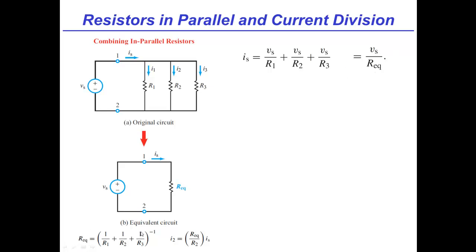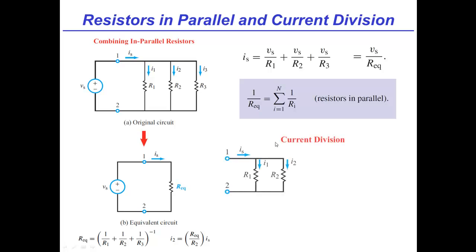Well, we can write 1 over R equivalent is equal to 1 over R1 plus 1 over R2 plus 1 over R3. Perfect. In other words, R equivalent is equal to the reciprocal of 1 over R1 plus 1 over R2 plus 1 over R3. And as a general rule, for resistors in parallel, the equivalent resistance is the reciprocal of the sum of the reciprocals. That's easy to remember. All right, fair enough.